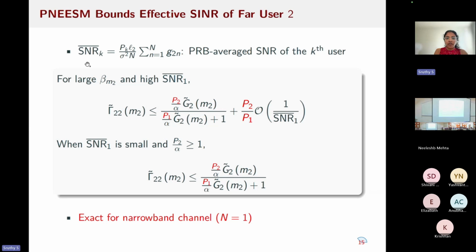For that, we are defining a new metric called SNR K bar, which is the PRB average SNR of the kth user. So for large beta M2 and high SNR 1 bar, we get the bound as follows. Similarly, when SNR 1 bar is small and P2 by alpha is greater than or equal to 1, we get the bound for the effective SNR as follows. For all other regimes also, we numerically verified that the bound exists. And here also, we can show that it's exact for the narrowband channel case.